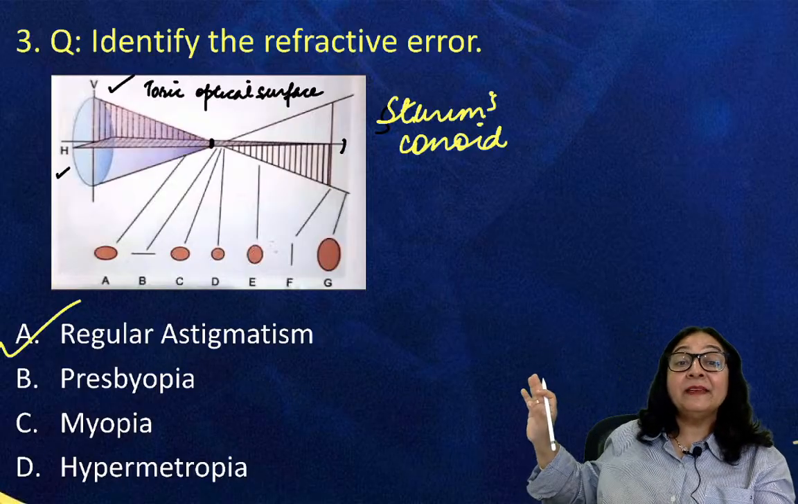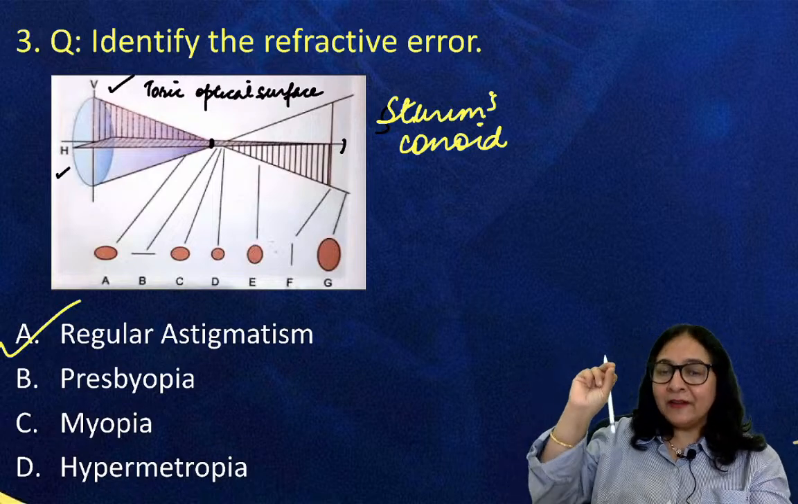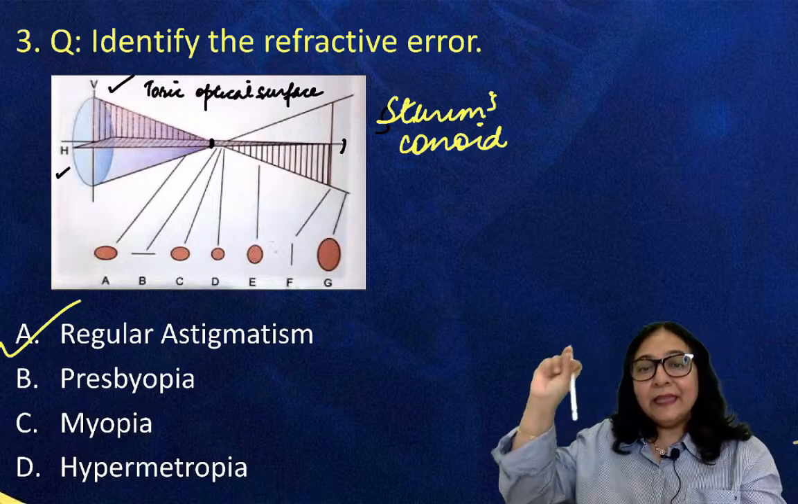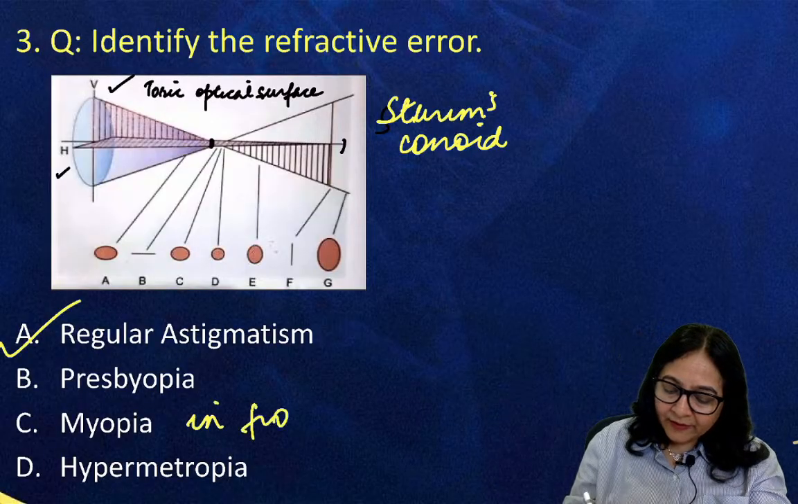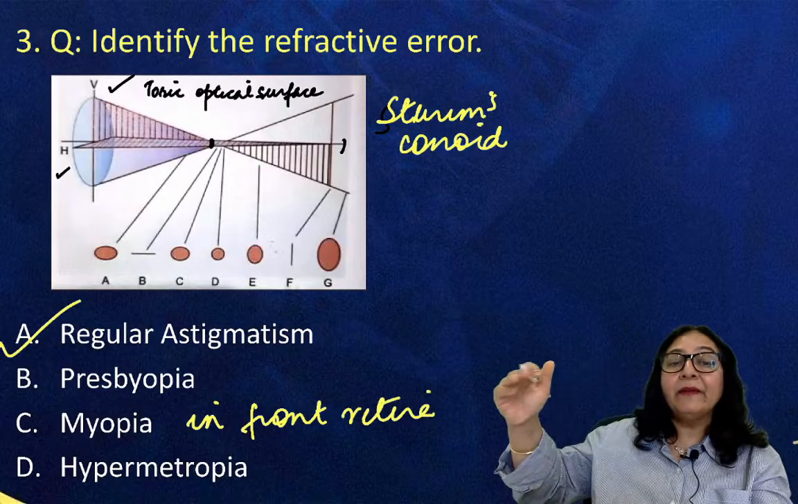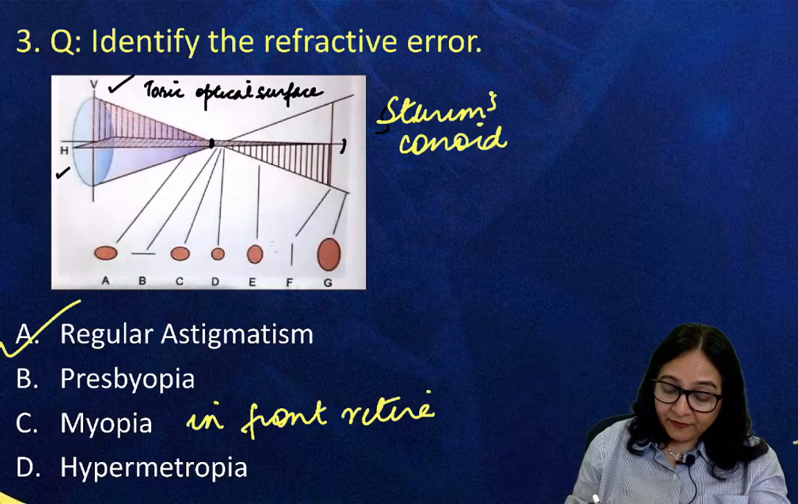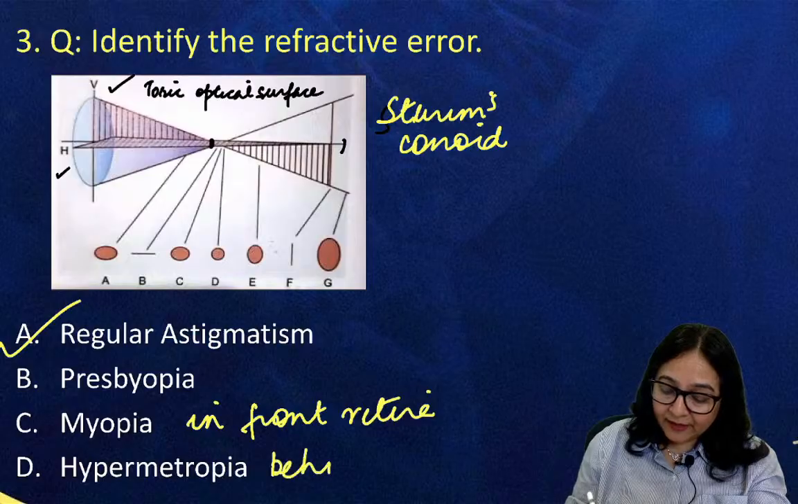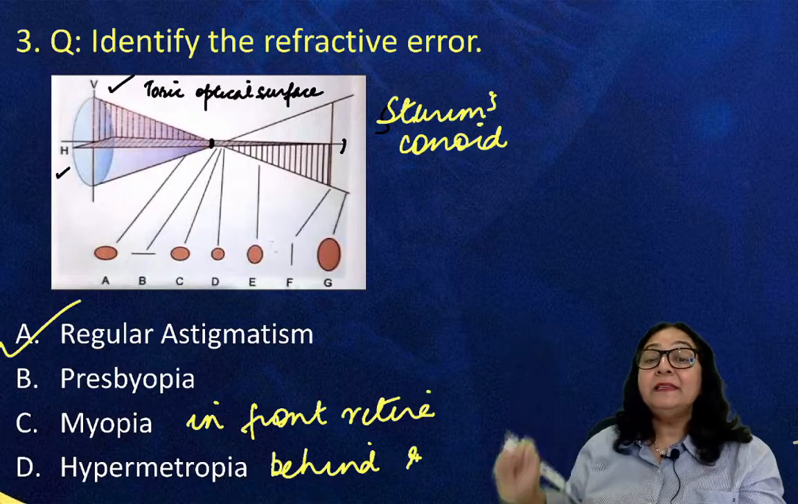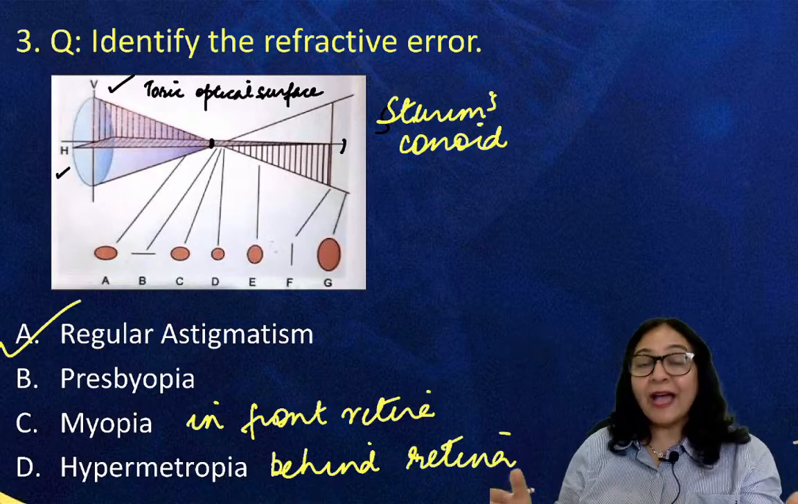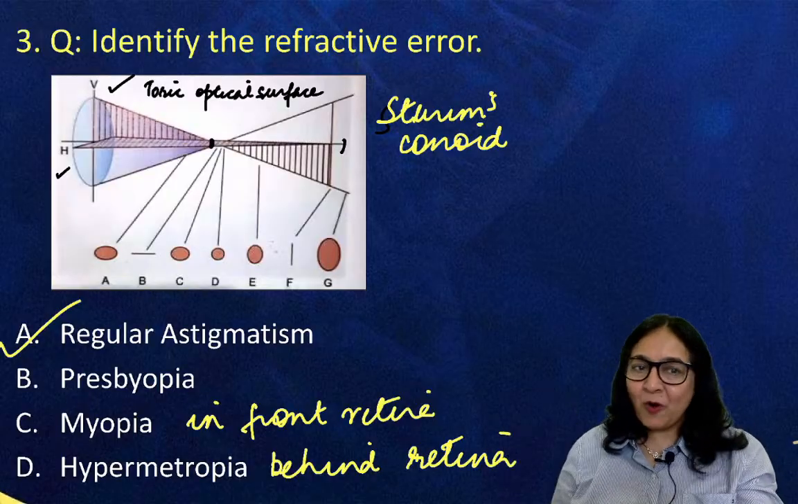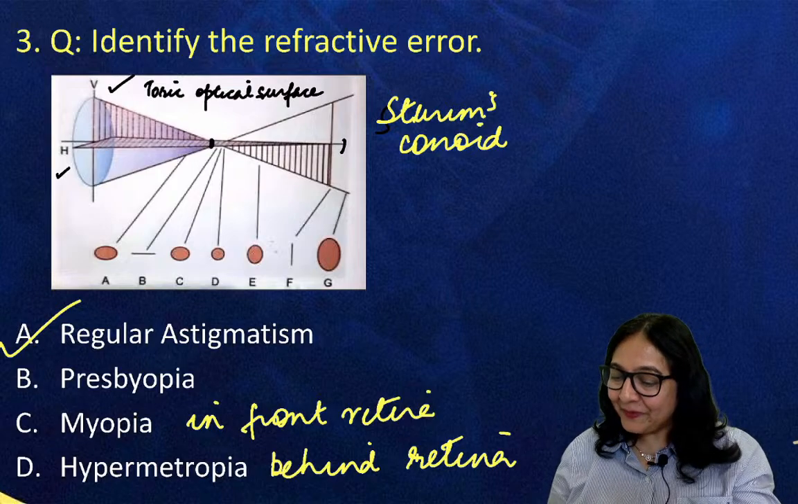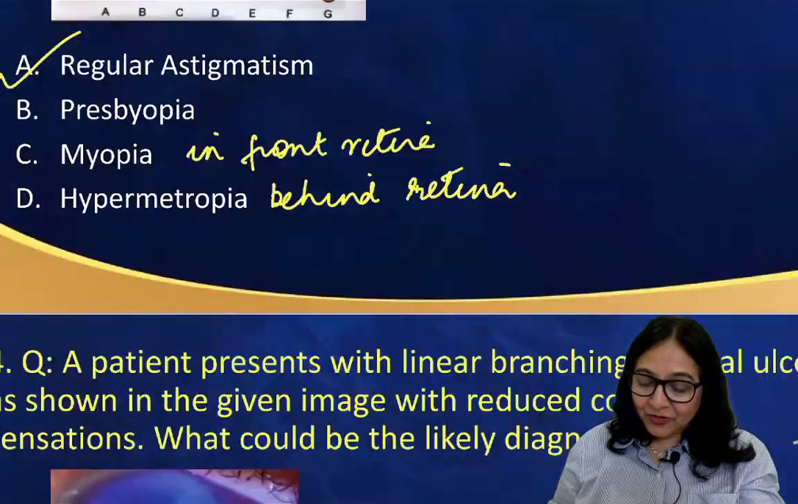It is not representing myopia. In myopia, the rays of light focus in front of the retina, but all the rays focus at a single point. In hypermetropia, they focus behind the retina, but again at a single focus. So here, you see there are multiple foci. So that should have been the key for you to find the right answer. Okay, right? Coming to your next question.